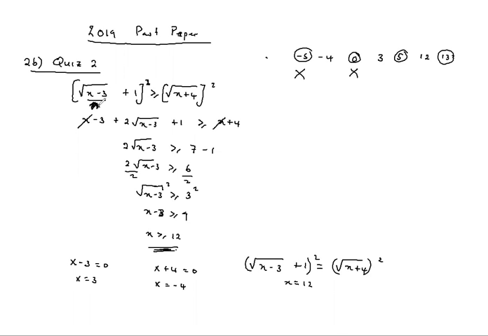It's defined, but does it hold? So you say 5 minus 3, that will be √2, plus 1. Is it greater or equal to √(5 plus 4)? That is √9, this is 3. But the square root of 2 is somewhere 1 point something. Plus 1, it will be 2 point something, which is not greater or equal to that. So you cancel out that part.